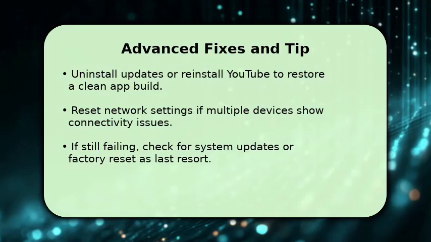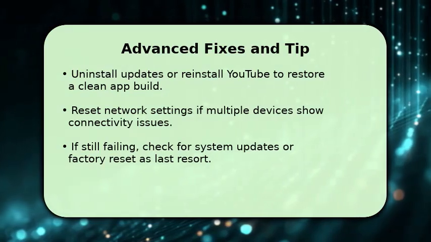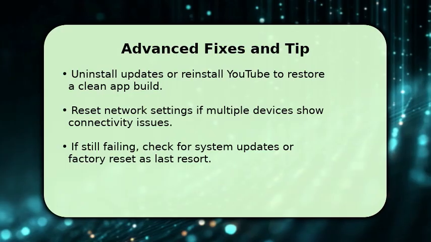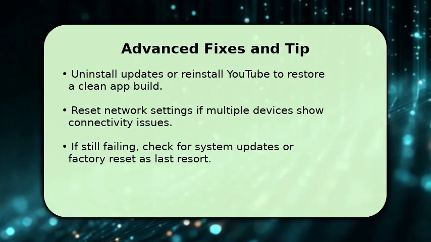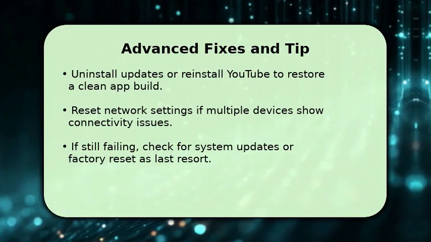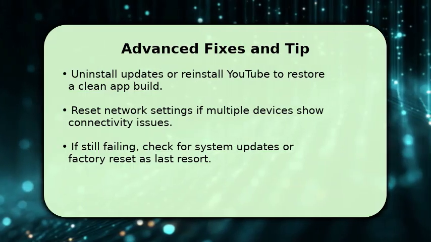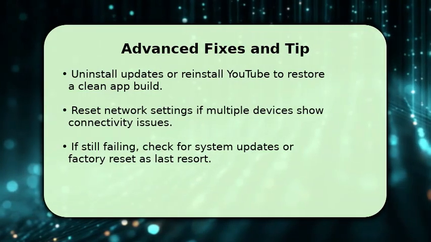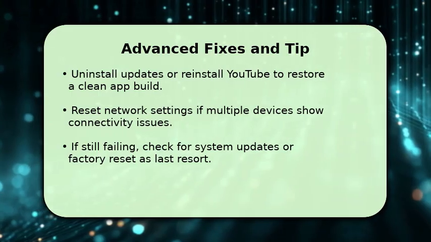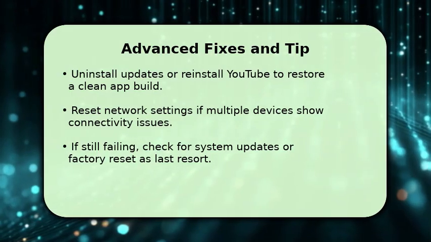For final fixes, uninstall YouTube updates to revert to a known good version or fully reinstall the app to eliminate corrupted installation files. This often resolves stubborn playback errors. If the problem spans apps or devices, reset network settings to clear DNS, VPN, or proxy misconfigurations that block streams.